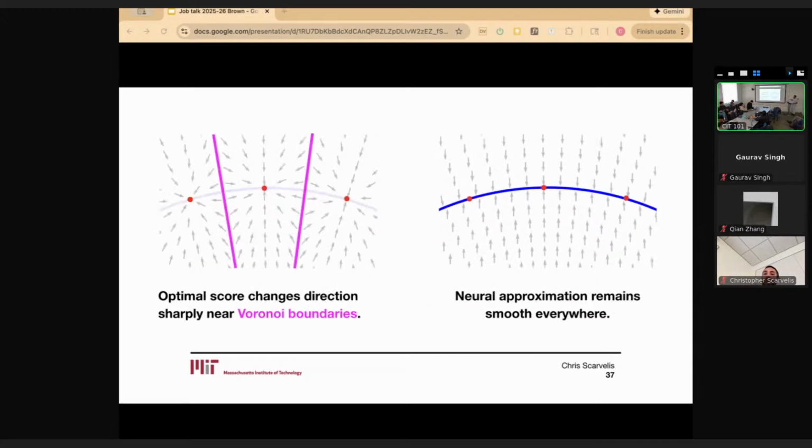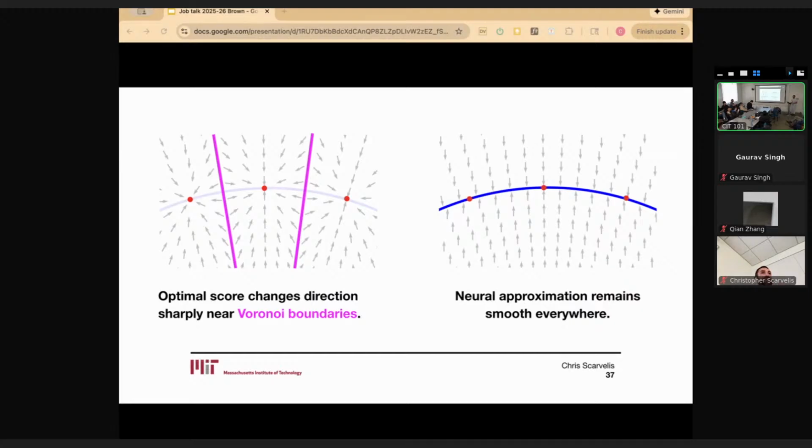So if we do this, one thing that immediately becomes apparent is that the neural score on the right is much smoother than the optimal score on the left. And this is especially clear if we pay attention to the pink Voronoi boundary between neighboring training samples. You'll notice that whereas the optimal score changes direction sharply as it crosses those Voronoi boundaries, its neural approximation remains smooth everywhere. Now, this seems intuitively connected to the optimal model's inability to generalize. Okay? Intuitively, those sharp changes in direction are what cause samples.